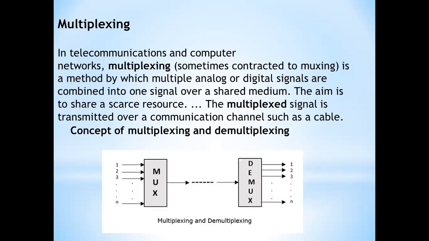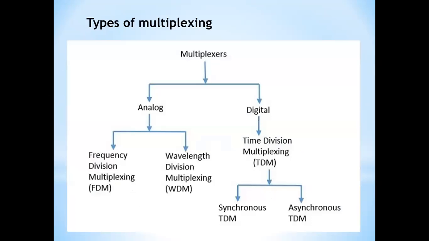At the receiving end of a common link, a demultiplexer is used to separate out the signals into their original form. The operation of the demultiplexer is exactly opposite to that of the multiplexer. The demultiplexing process is exactly opposite to that of multiplexing. Next point is types of multiplexing. The multiplexing technique can be broadly classified into two categories, namely analog multiplexers and digital multiplexers.